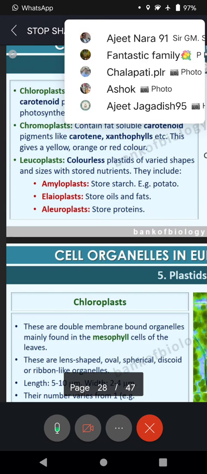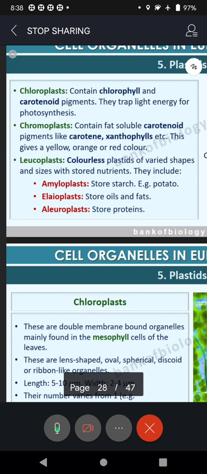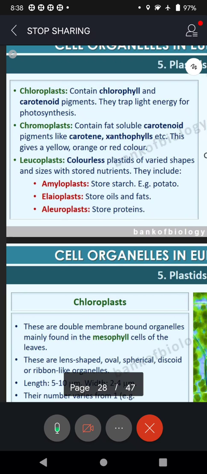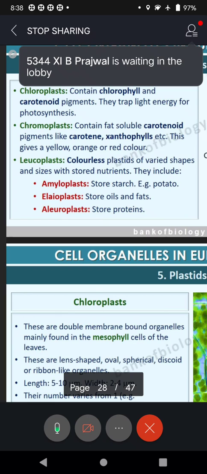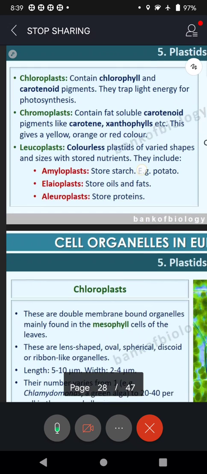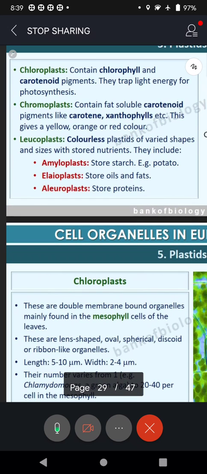Right? So, the second one we said is chromoplasts. These contain fat soluble carotenoid pigments like carotene, xanthophyll. This gives yellow, orange or red color. And leucoplasts, just now I said, are colorless plastids of varied shapes and sizes, and they are mainly responsible for storage of food. So they include three types among the leucoplasts, the colorless plastids.